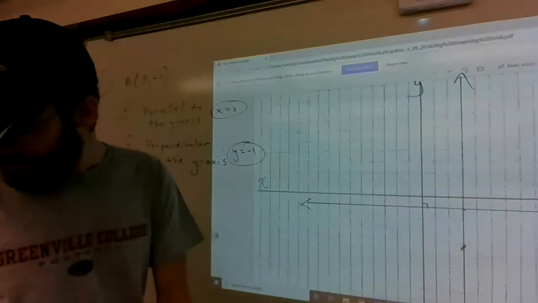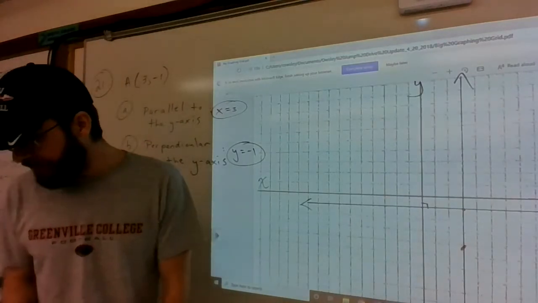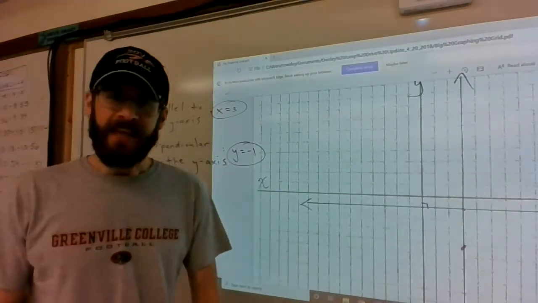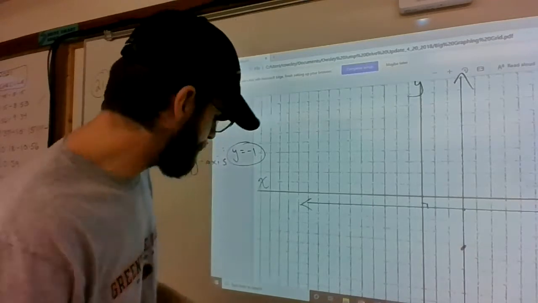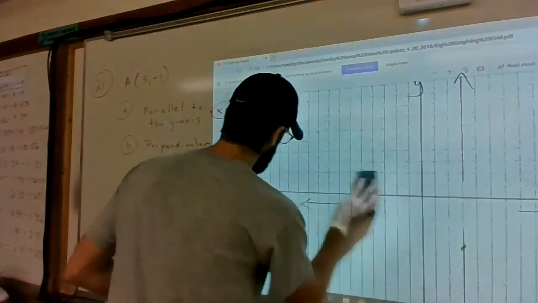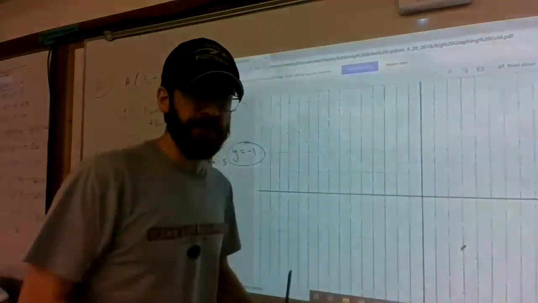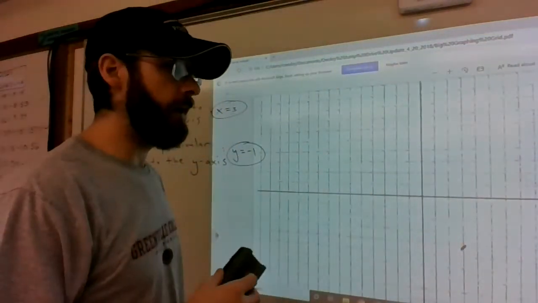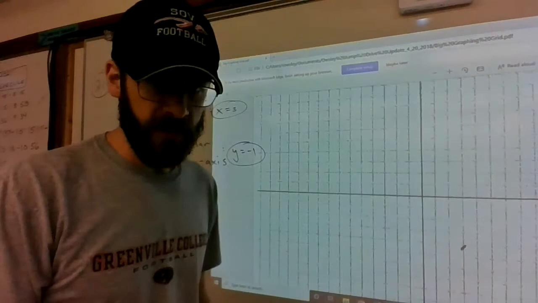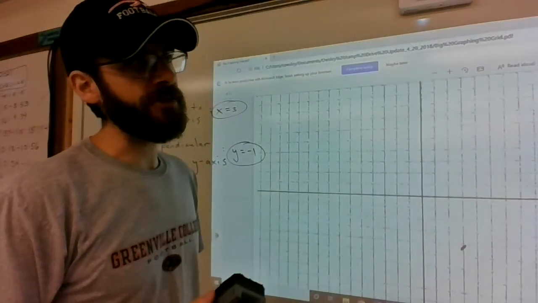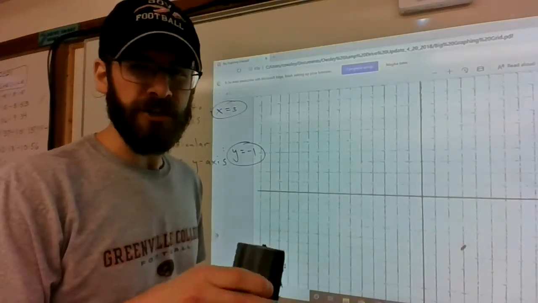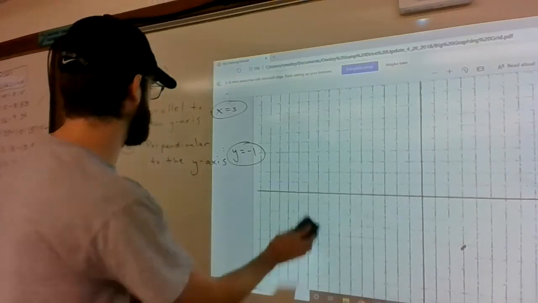Okay, not much to 21. 27's a little more involved. They give us 2 points to plot, and you're asked to write the equation of that line. Now they keep using this term general form. I'm a big fan of just writing it in slope-intercept form, but I'll talk to you guys about the differences between the two.